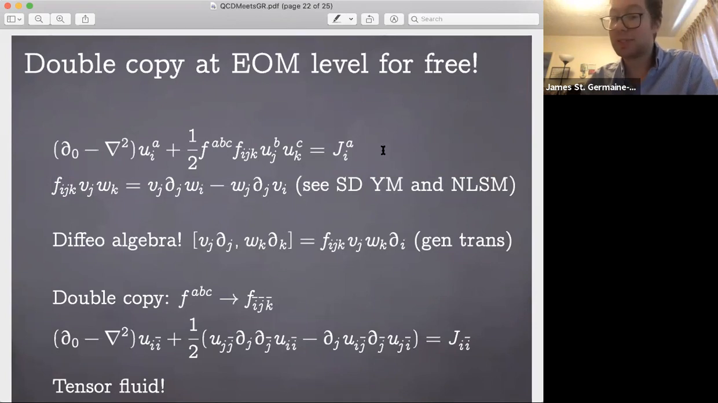Anyway, so now that I have color-kinematics off shell, to get the double copy at the EOM level, all you do is take every color index and make it a spatial index, and replace all the appropriate structure constants. And when you do, you get something that looks like some tensor fluid. And if any of you have seen this PDE before, I'd love to know. But it looks like some kind of tensor fluid.